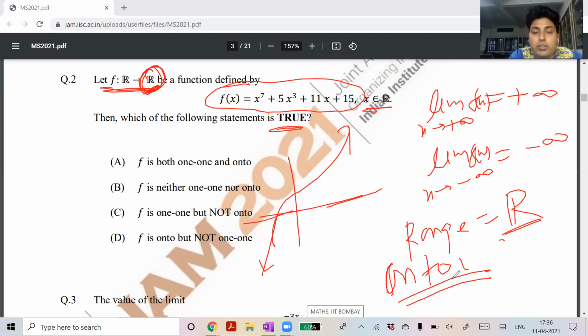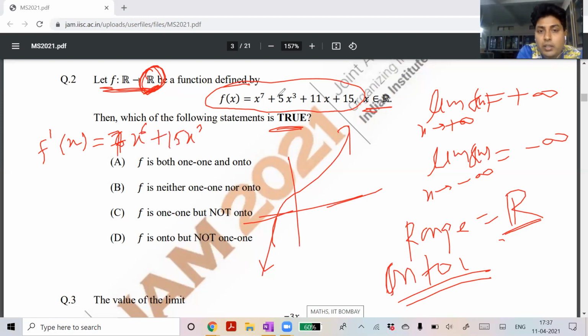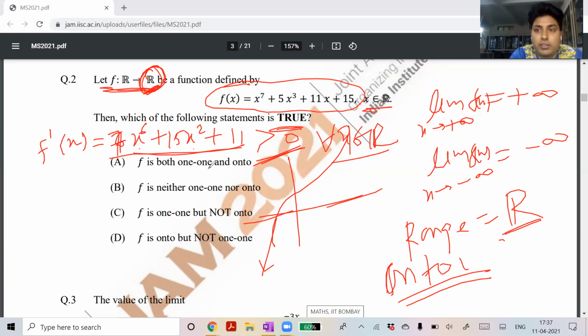For one-one, distinct values of x should have distinct images. So let's find its derivative. f'(x) will be 7x^6 + 15x^2 + 11, and the derivative of 15 is 0. You can see that x^6, x^2 and 11 are all positive. So f'(x) is positive for all x belonging to real numbers. This means the function is a strictly increasing function.